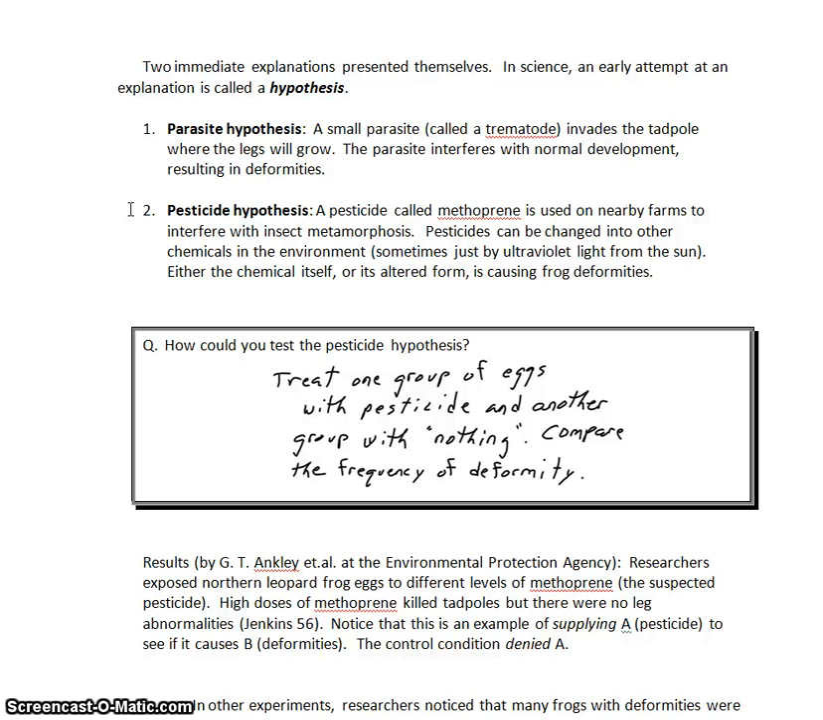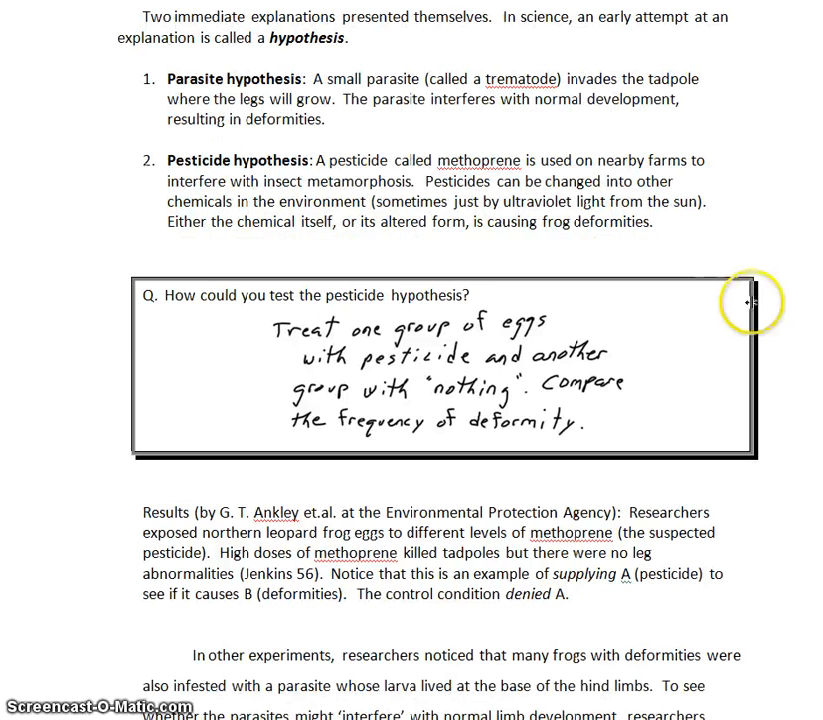Another obvious hypothesis was that maybe pesticides in the area were causing the abnormalities. And there was a pesticide well known at the time called methoprene that was used on nearby farms. And maybe it was washing into the ponds and interfering with normal development. So for this question here, how could you test the pesticide hypothesis? Well, an easy way to do that would be to simply get some tadpoles, separate them into two groups, and with one group you treat them with pesticides and the other group you don't do anything, and then you compare the frequency of deformities.